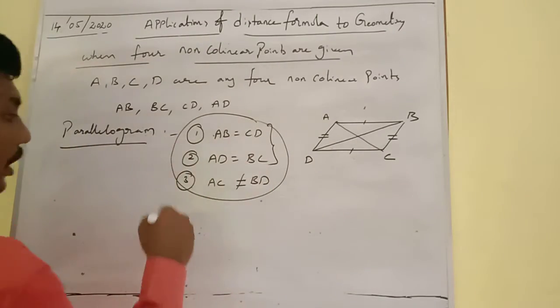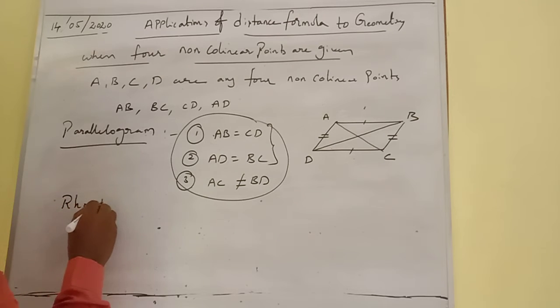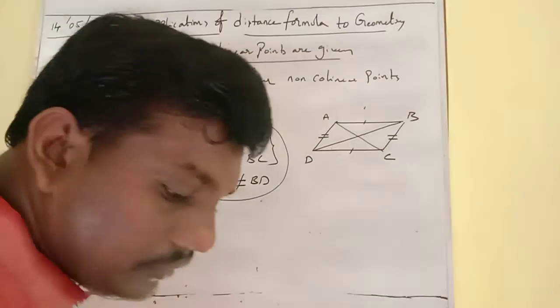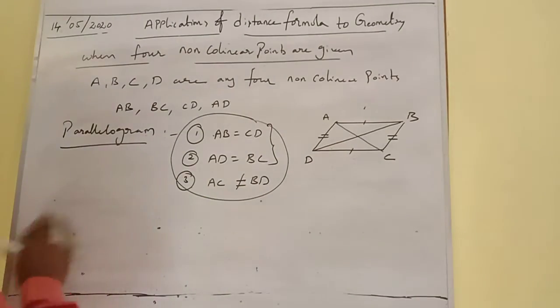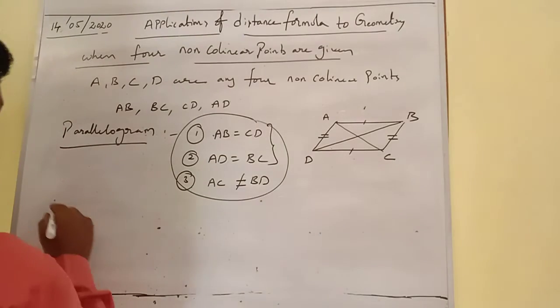Suppose another condition now, rhombus. Before going to the rhombus, we have to see the rectangle, because there is a similarity between parallelogram and rectangle. That's the reason why we go for the rectangle.